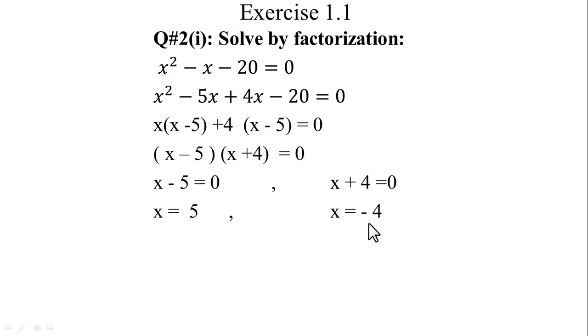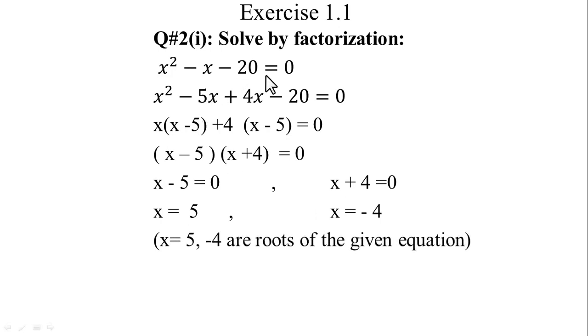Then the solution of the given quadratic equation x square minus x minus 20 is equal to 0. So the roots are x is equal to 5 or minus 4, the roots of the given equation. So we have the solution set of this equation is minus 4 or 5. Now we can solve the next part.